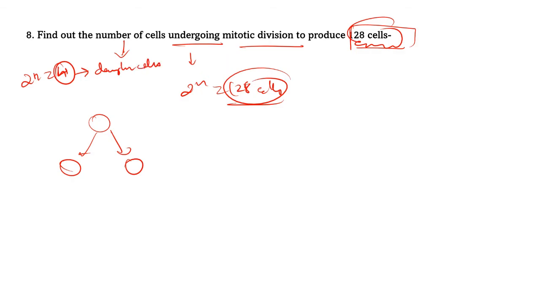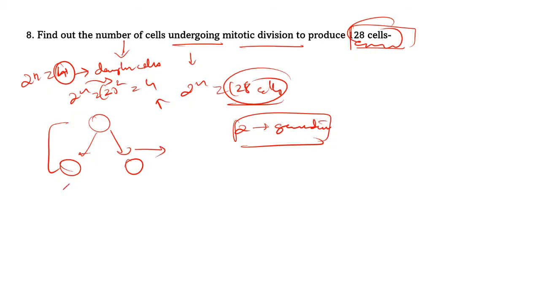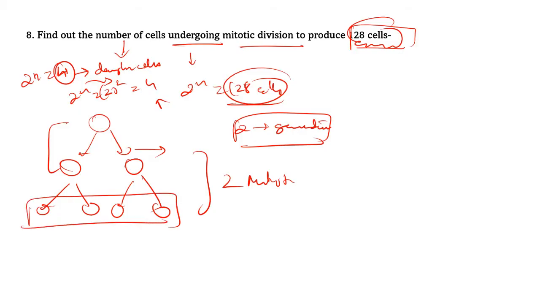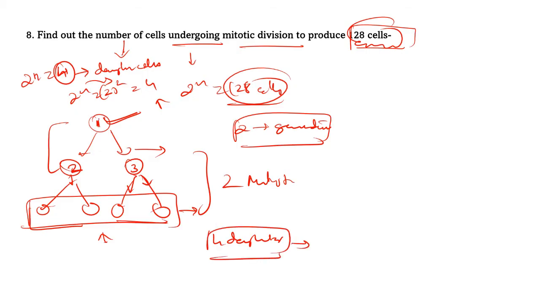For getting 4 daughter cells, how many generations of mitotic division should there be? Since 2 power n is equal to 2 power 2, n is equal to 2. For 2 generations there should be mitotic division in order to get 4 daughter cells. This is the first division, and this is the second division. But observe carefully: how many cells are undergoing mitotic division? This cell is undergoing mitotic division, this is the second, and this is the third. None of the others are undergoing mitotic division, since we have already got the 4 daughter cells. So it is 1, 2 and 3: 3 cells undergo mitotic division to get 4 daughter cells.